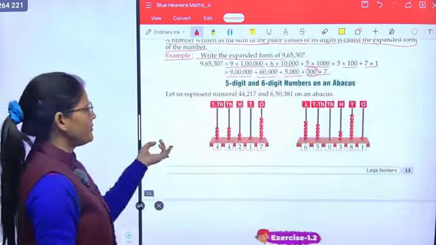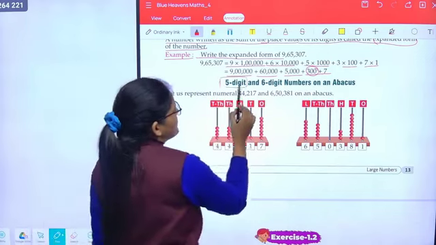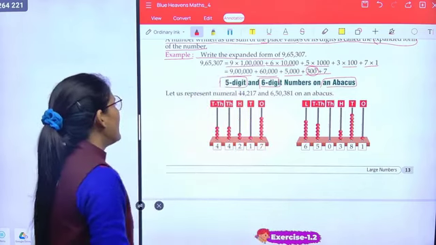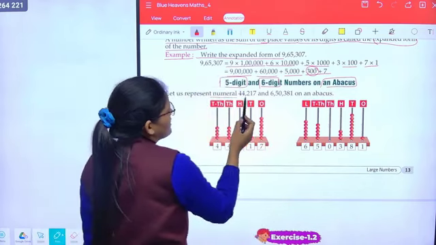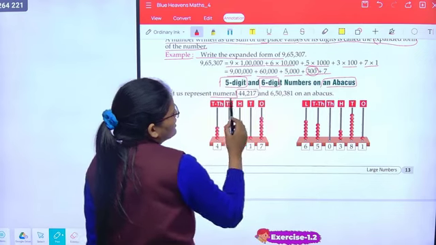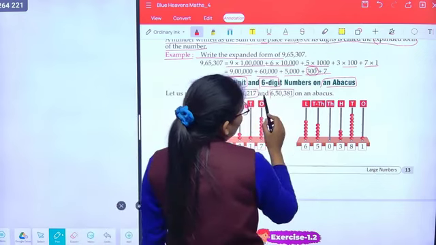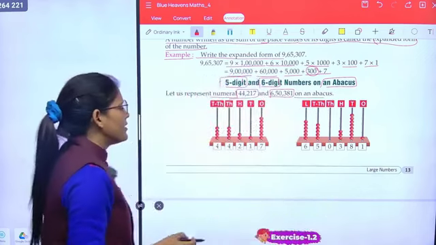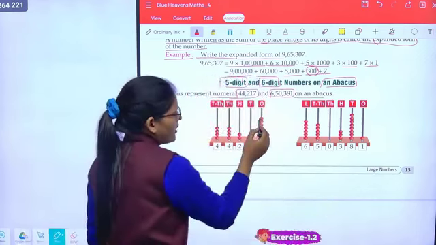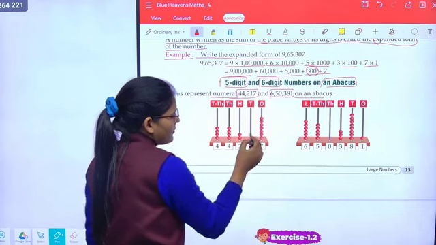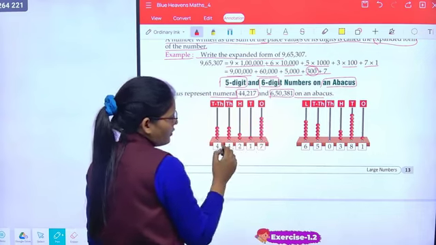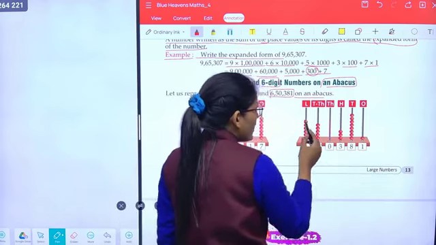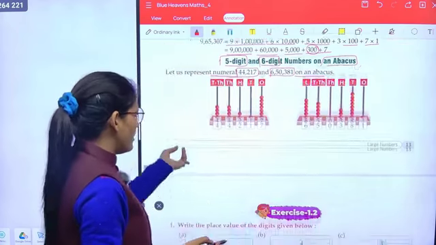Now 5-digit and 6-digit numbers on an abacus. Okay, let us represent the numerals 44,217 and 6,50,381 on an abacus. Now, ones: 1, 2, 3, 4, 5, 6, 7. 1, 2, 4, 4. Now 1, 8, 3, 0, 5, 6. Understand class?